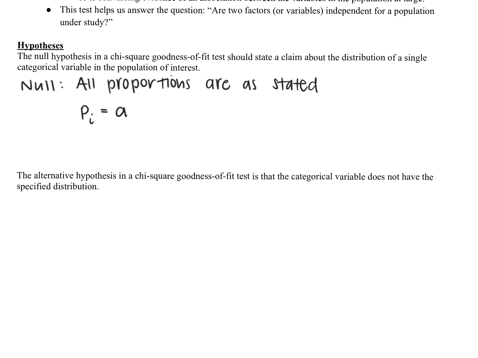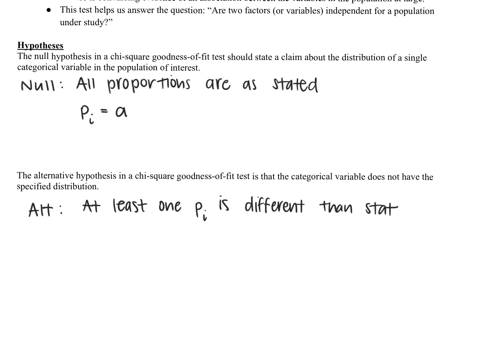The alternative hypothesis is that the categorical variable does not have the specified distribution. So our alternative hypothesis is going to be at least one p sub i is different than stated. There's really no mathematical way to write this. It's always going to be that same sentence for every alternative hypothesis.